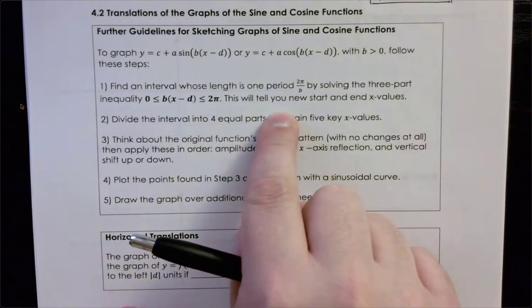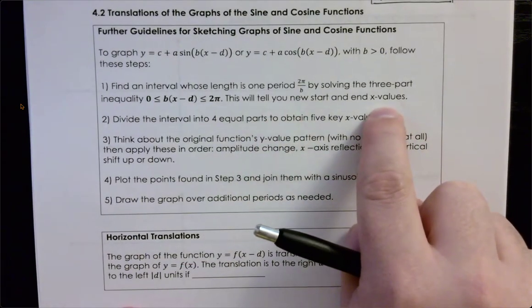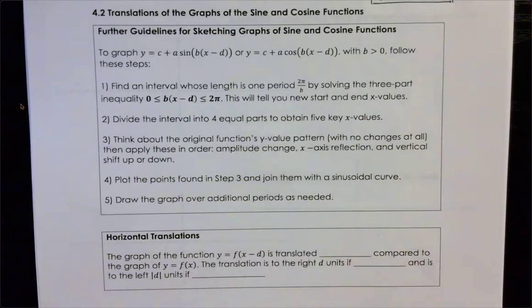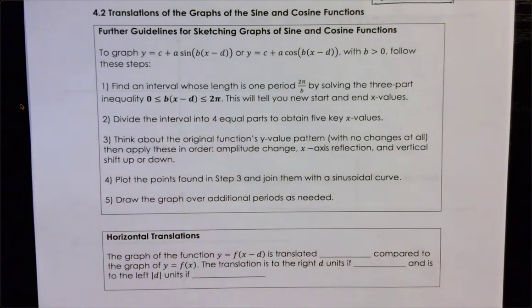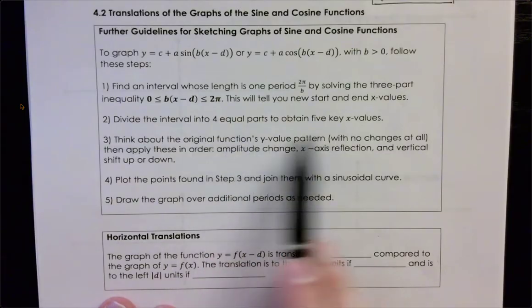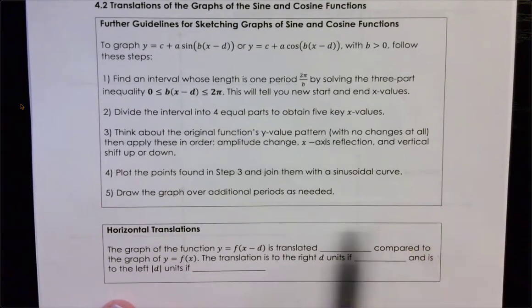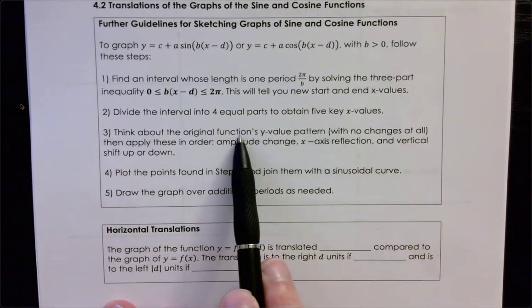This is going to tell you your new start and ending x values. So it's not always going to start at 0 and end at that 2 pi over b. Now it could change. We're still going to divide that interval up to have 5 key x values. And then we want to think about the original function's y value pattern.